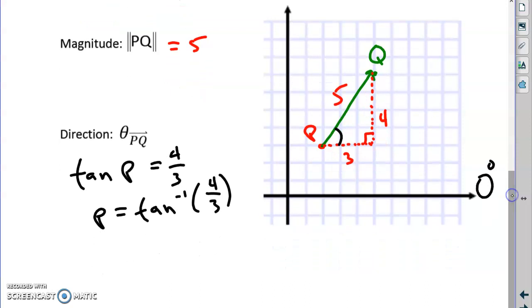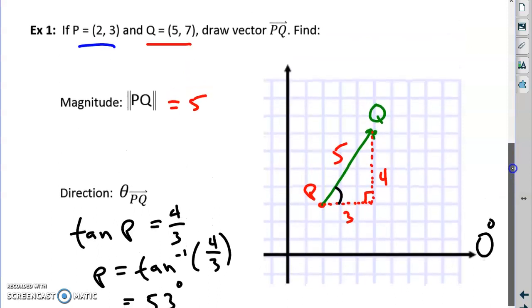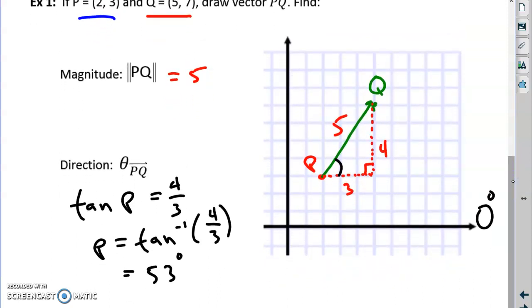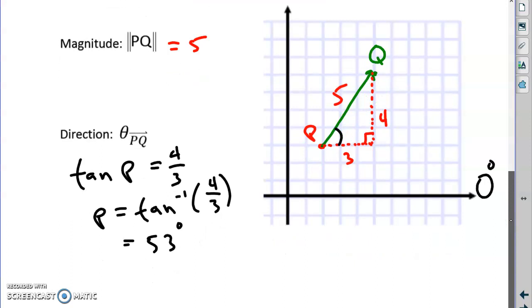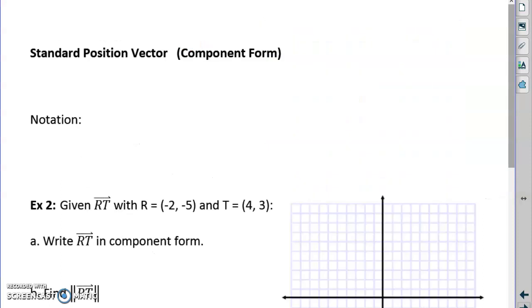So P is 53 degrees. So that vector can be named by starting at P, ending at Q, or it can be named a magnitude of 5 and a direction of 53 degrees. They would both describe the same vector. Now, that creates a lot of differences. Instead of allowing vectors to start and end at any point, we're going to call standard position or component form.